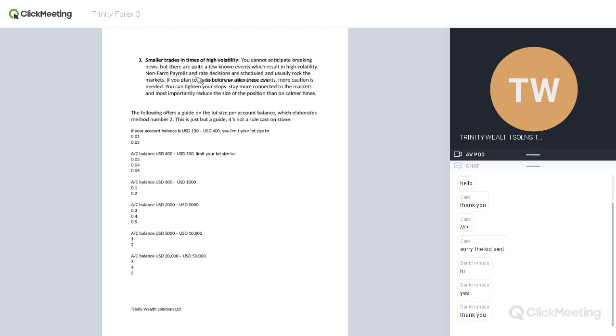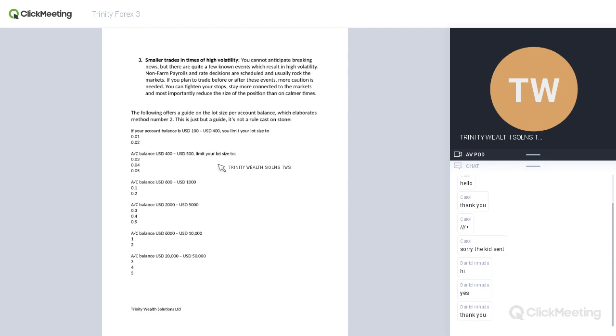So non-farm payrolls and rate decisions, like you saw last night, are scheduled and usually rock the markets. If you plan to trade before or after these events, more caution is needed. You can tighten your stops, stay more connected to the market, and most importantly, reduce the size of the position compared to calmer times, all right?